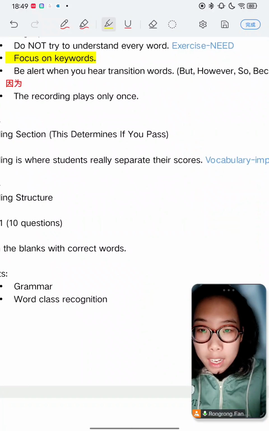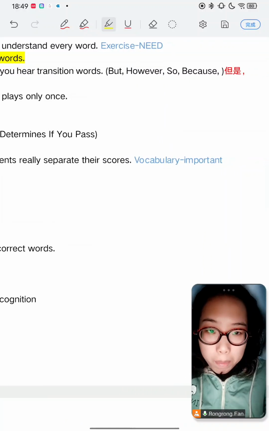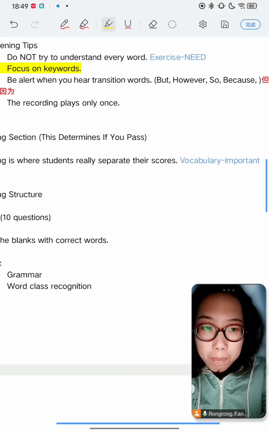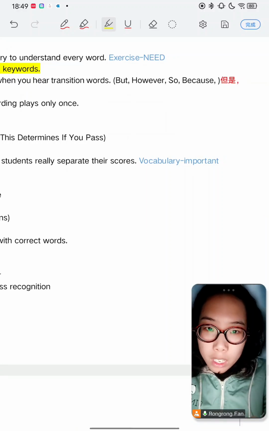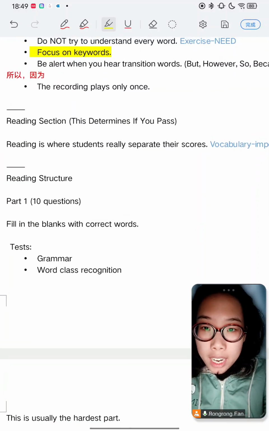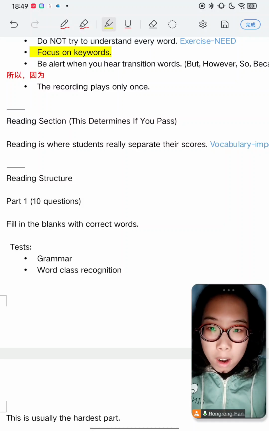And third, be alert when you hear transition words like but, however, so, because, 但是，所以，因为. 但是 is like but, however. 所以 is like so. 因为 is like because. You need to know these words because usually the answer is hidden behind them. Okay. And you need to pay attention that the recording plays only once. Okay. That's all about the listening.